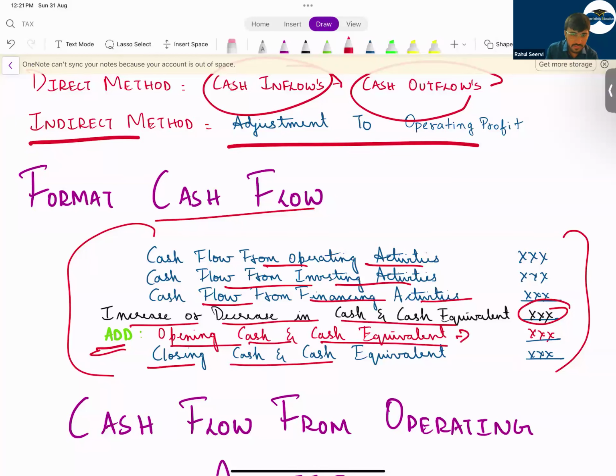The opening value will be given in the balance sheet. Do this adjustment and check whether your answer is equal to the closing balance. If it is equal, that means your answer is right. If not, here and there mistake is done.